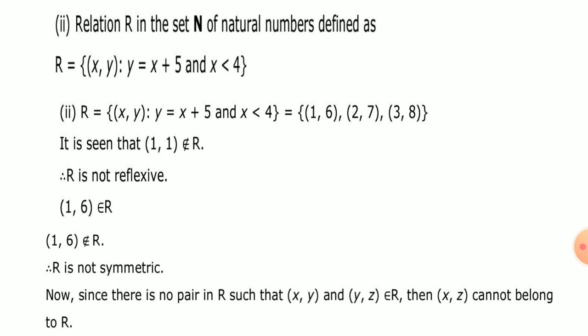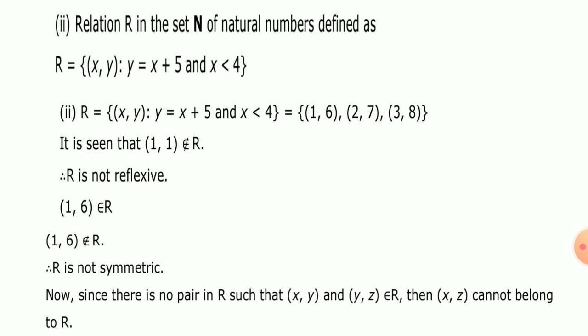Here we have the natural number set. So for every a belonging to N, (1, 1) does not belong to R. Therefore R is not a reflexive relation. Next, (1, 6) belongs to R, but (6, 1) does not belong to R. So therefore R is not a symmetric relation.